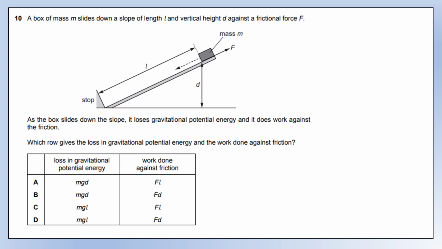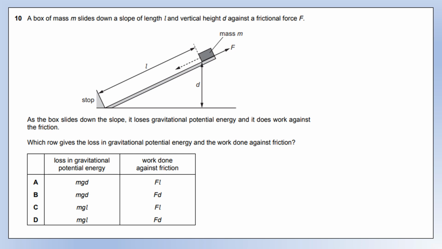So a box of mass m slides down a slope of length L and vertical height d against a frictional force F. As the box slides down the slope, it loses gravitational potential energy and it does work against the friction. Which row gives the loss in gravitational potential energy and the work done against friction?